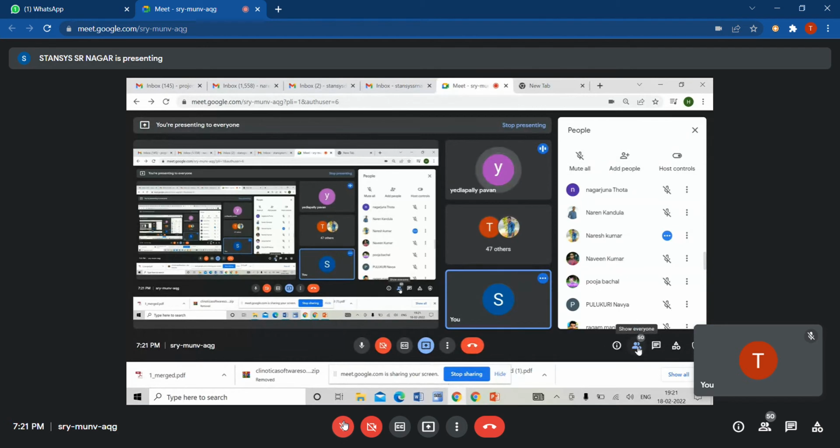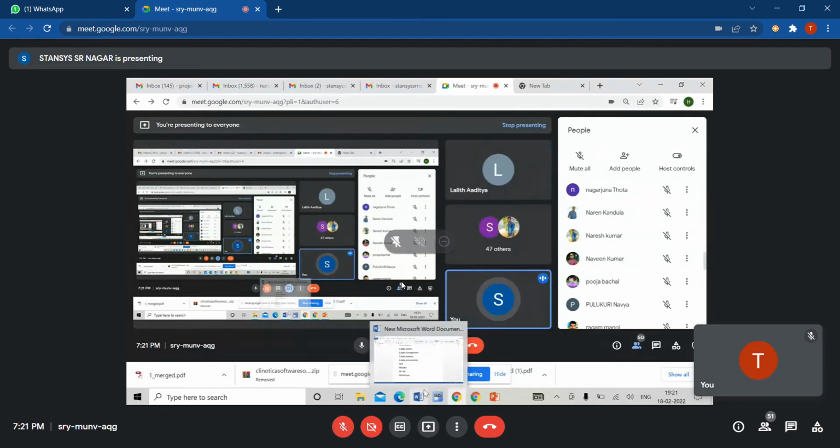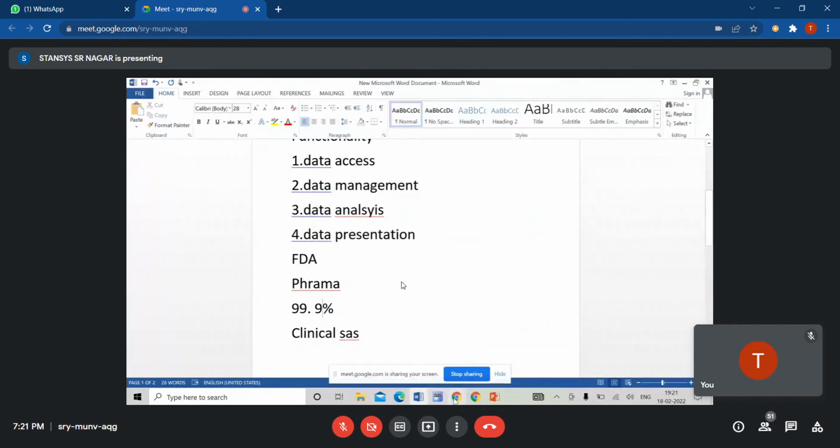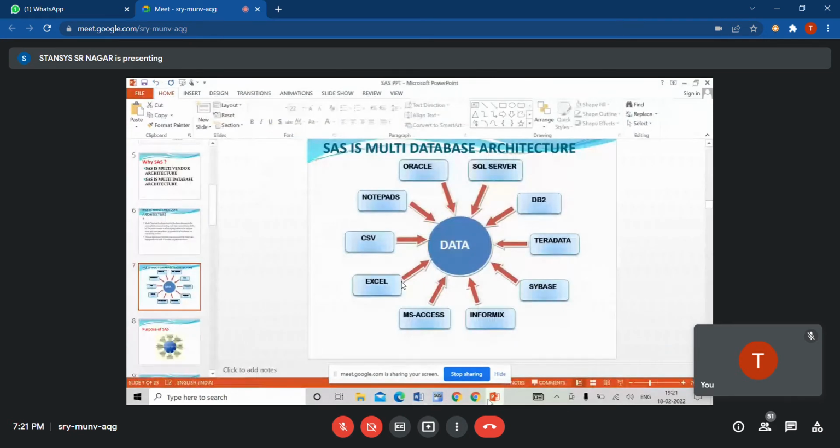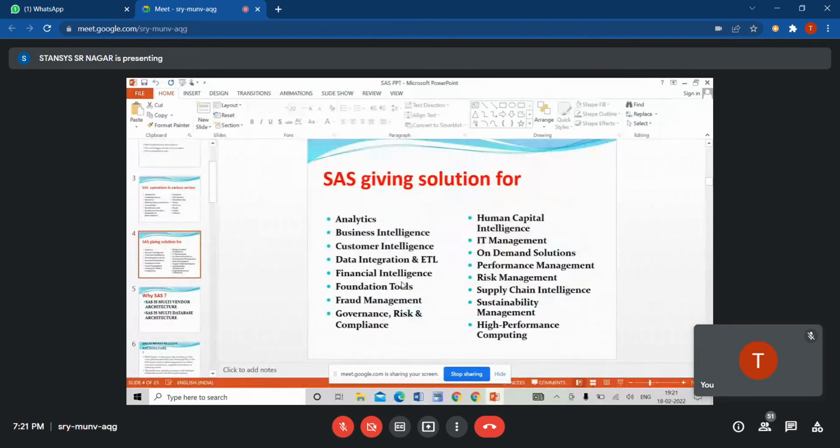So that is about the brief introduction about the SAS. Moreover, SAS gives solutions to different types of programming. It will give the solution for fraud management, business intelligence, risk management, supply chain intelligence, and high performance. Different types of solutions are given by the SAS only. In every industry they are using the SAS.